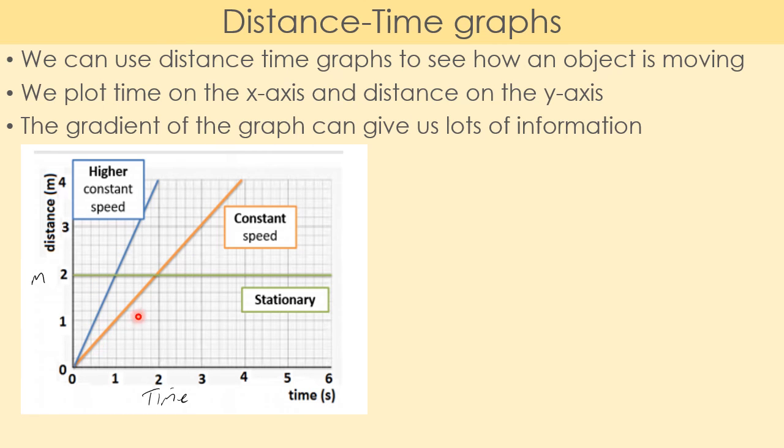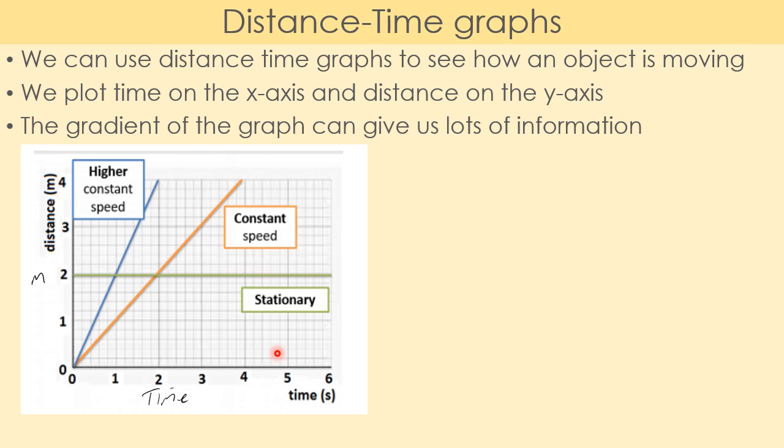We then have a blue line and an orange line. Both of these show a constant speed because they are straight lines. However, this blue line, because it is a steeper line, shows that it is a higher speed, because in this time we've travelled 4 meters in 2 seconds, and on this one we've travelled 4 meters in 4 seconds, and this one is going twice the speed.